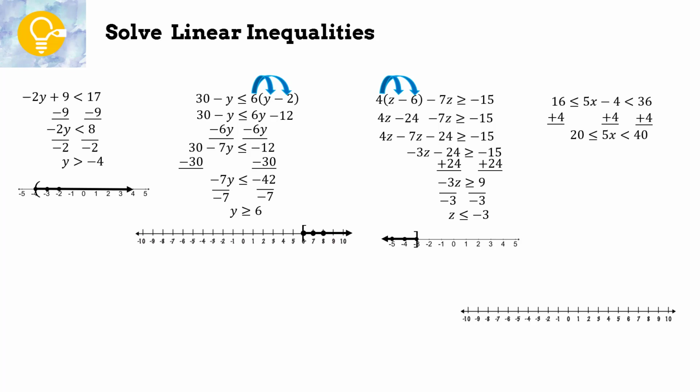We still need to get x by itself. We're going to divide everything by 5, and this gives us 4 is less than or equal to x is less than 8. We're going to graph 4, and x is between 4 and 8, so everything between 4 and 8 is going to be part of our solution set. Now we have to decide what happens at 4 and what happens at 8. At 4, we have less than or equal to as our inequality, so that becomes a bracket. For 8, we have less than, so that's a parentheses. Our graph is going to have a bracket at 4 and a parentheses at 8.